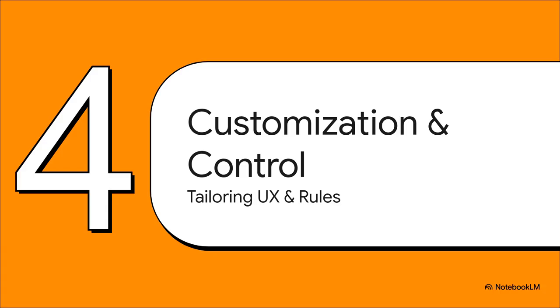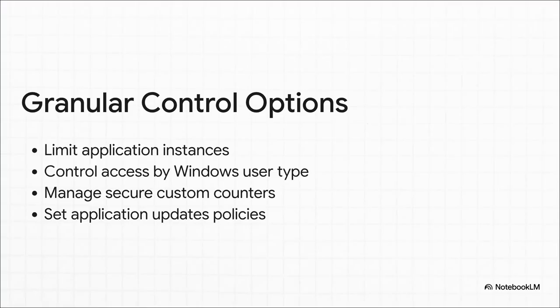PC Guard isn't just some black box you have to live with. It actually gives you some really deep control over both the user-facing elements and the internal rules that your application follows. And the level of control here gets very specific. For instance, you can set rules to limit how many instances of your app can run at the same time. You can restrict access based on the Windows user type. You can even manage secure custom counters right from your own code. Plus, you get control over update policies, which is great for keeping your users on supported versions.